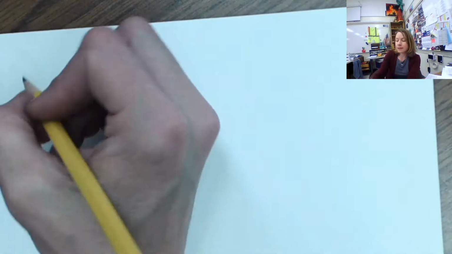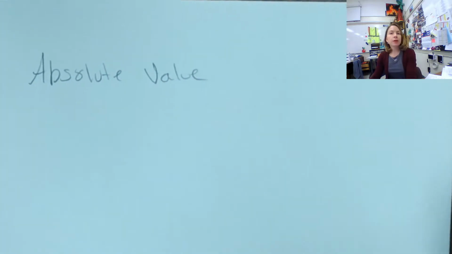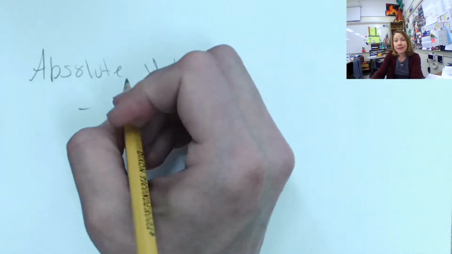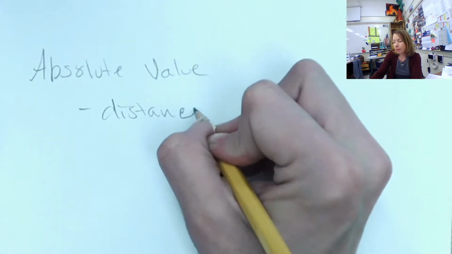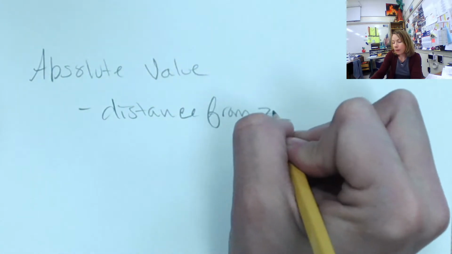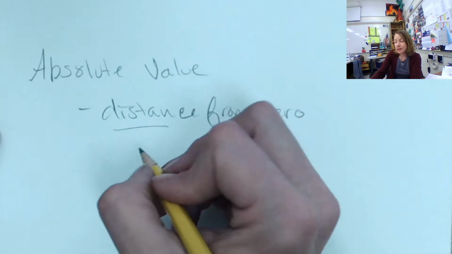So the next thing that we're going to look at today is something called an absolute value. The absolute value of a number is its distance from 0 on the number line. So because absolute value is distance, it's always positive.